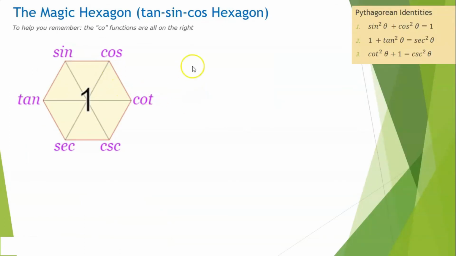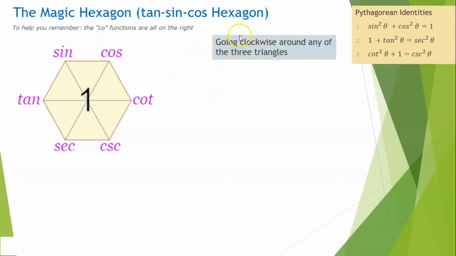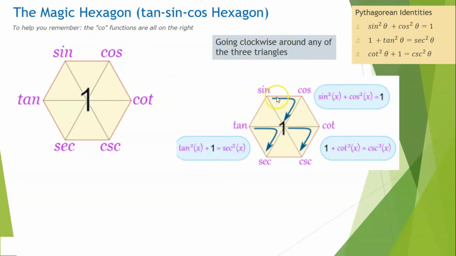For Pythagorean identities, you can identify them using the magic hexagon by going clockwise around any of the 3 triangles. So take note, the first triangle is here, this is second, and this is third. Meaning sine squared plus cosine squared equals 1. Then next, 1 plus tangent squared equals secant squared. This one is 1 plus cotangent squared equals cosecant squared. So that is Pythagorean identities.